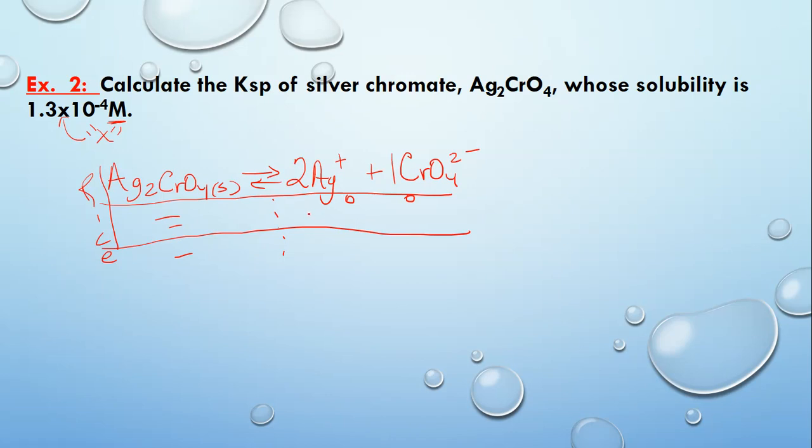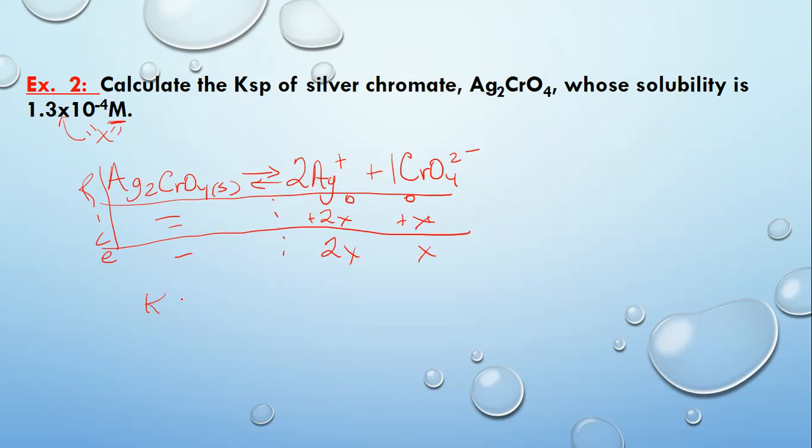So this is going to be in this ICE table plus 2 times X. This is where you got to be careful, y'all. Plus X. So at equilibrium, 0 plus 2X, that means the value for the silver ion is going to be equivalent to whatever 2X is, and the value for the chromate ion, I keep trying to call that dichromate, y'all, I'm sorry, for the chromate ion is going to be equal to X.